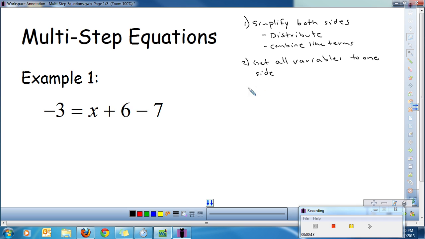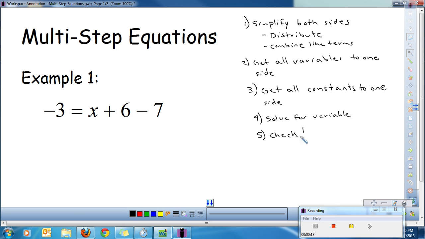Once you've gotten all your variables to one side, the next thing you should do is get all constants to one side. Constants, remember, are the numbers without variables. And the final thing that you should do is solve for the variable. Once you've done all of that, the very last thing you should do is check your answer. Always check.